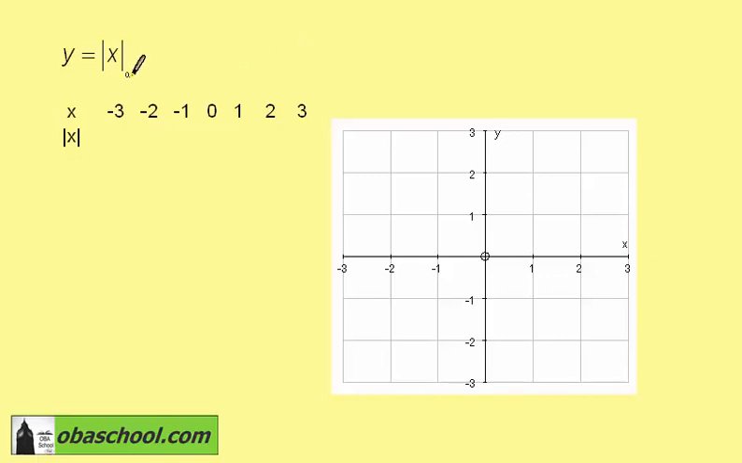Here we're going to look at the graph of y equals mod x. We have a table of values. If x is minus 3, then mod x is 3. If x is minus 2, mod x is 2. If x is minus 1, mod x is 1.